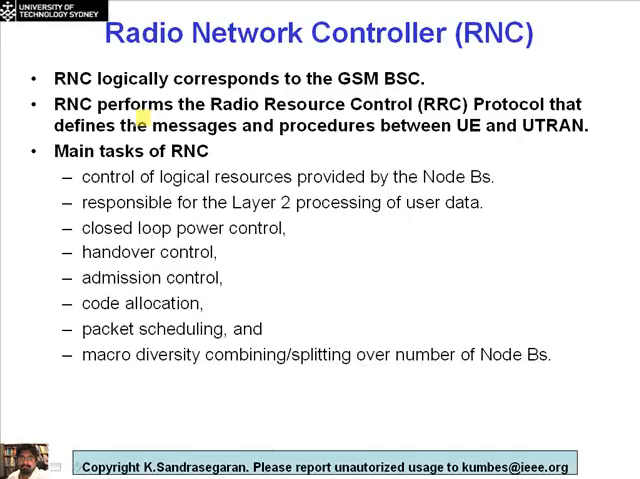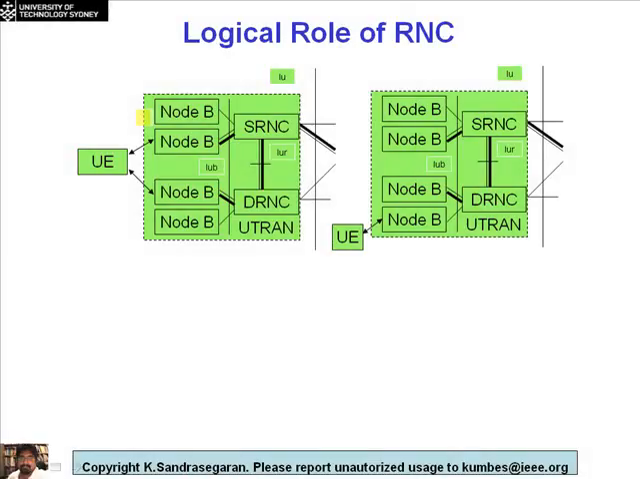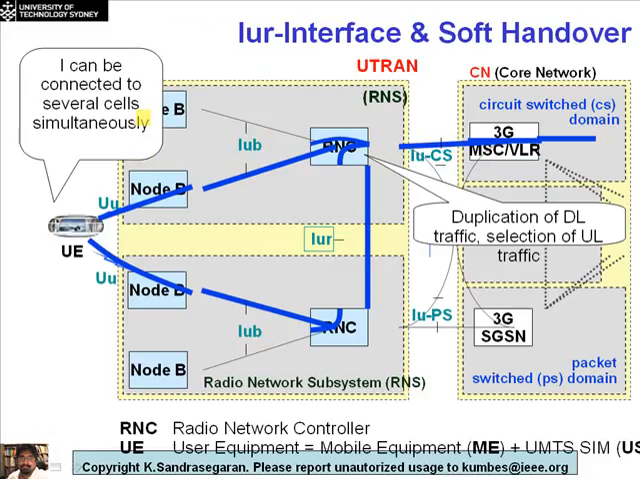I explained all of these functions when I looked at the functions of UTRAN, and most of the functions of the UTRAN are performed by the RNC. Now, we talked about something called macro diversity. Anybody knows what macro diversity is?